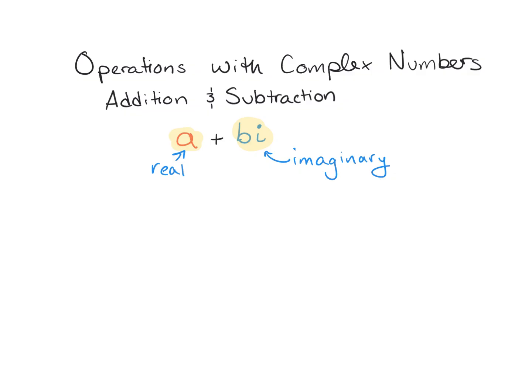I personally like to think about i like it's a variable. So if I have something like this, where I have, let's say, 6 plus 2i minus 7 minus 3i, my 6 and minus 7 will combine to give me negative 1, and then my 2 imaginary pieces, 2i and negative 3i, will also combine and give me negative 1i, or just negative i.